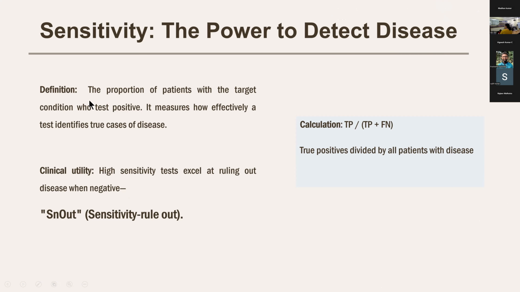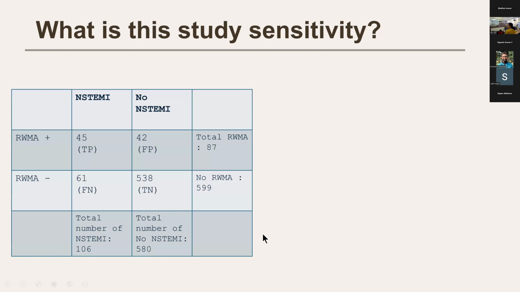Okay, so this is the formula: true positive divided by true positive plus false negative. So everybody can calculate the sensitivity for our study. That is true positive divided by true positive plus false negative. That means test positive among all those with disease.